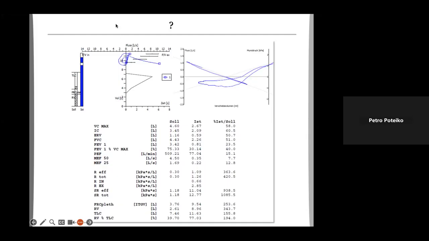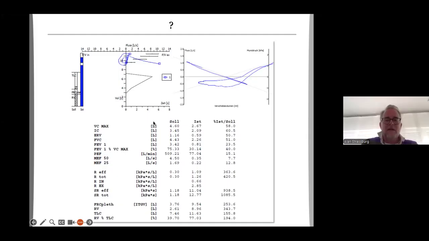If there are no other questions in the chat space, then I go on to another lung function test, if my computer allows me to do so.